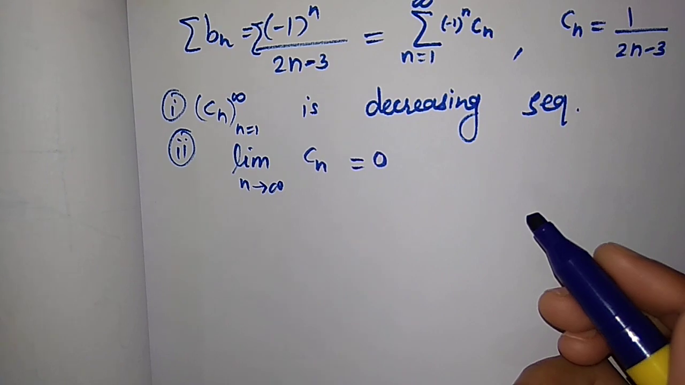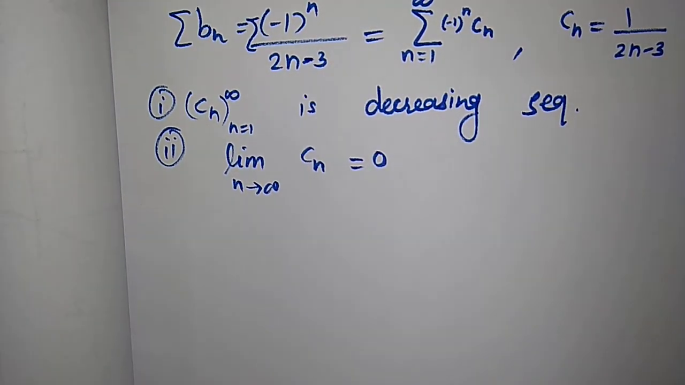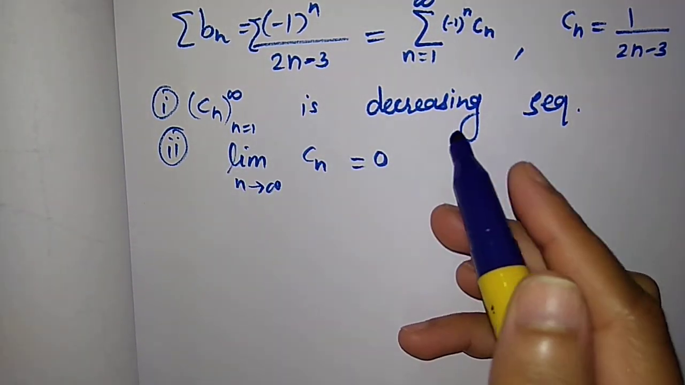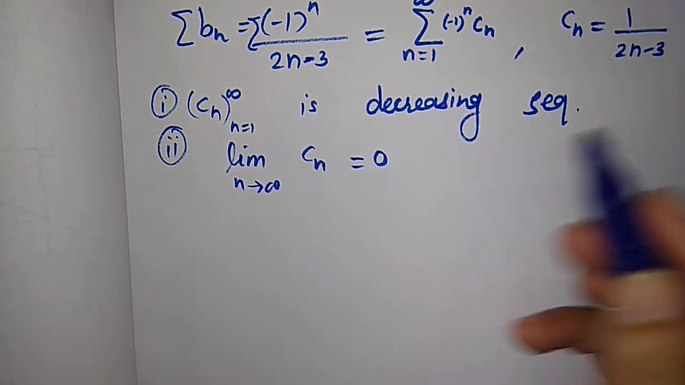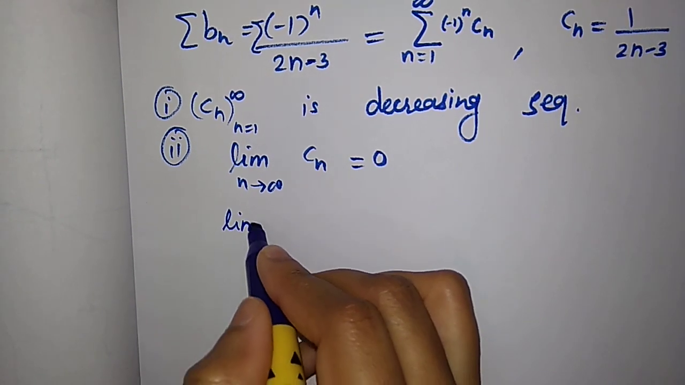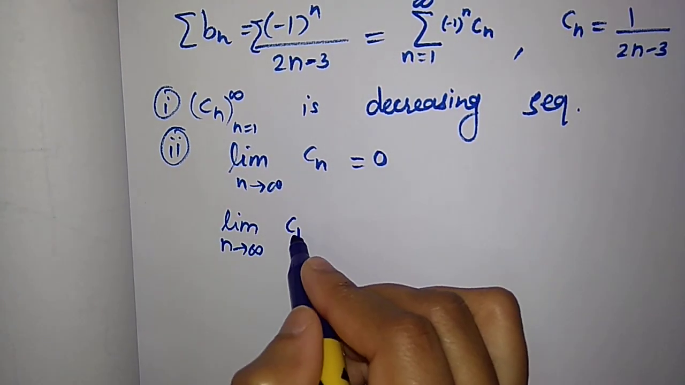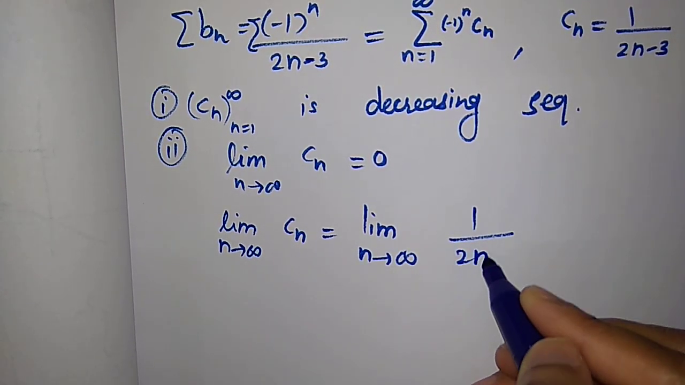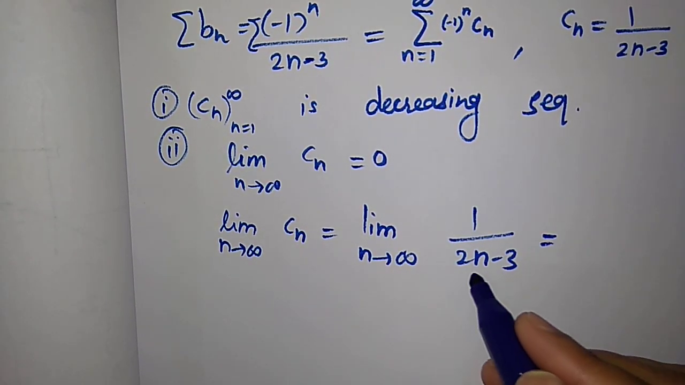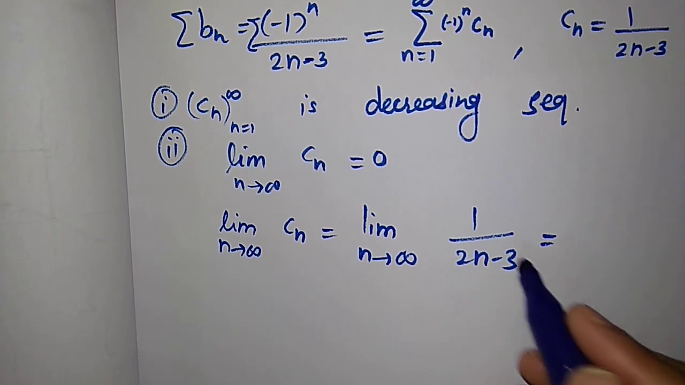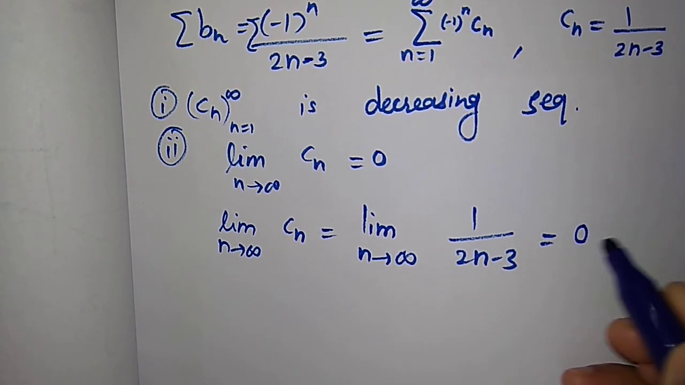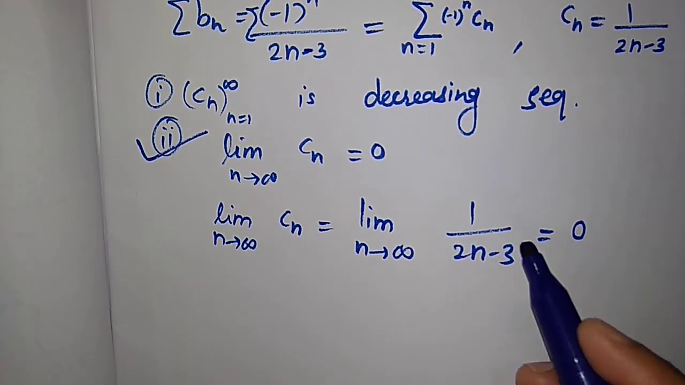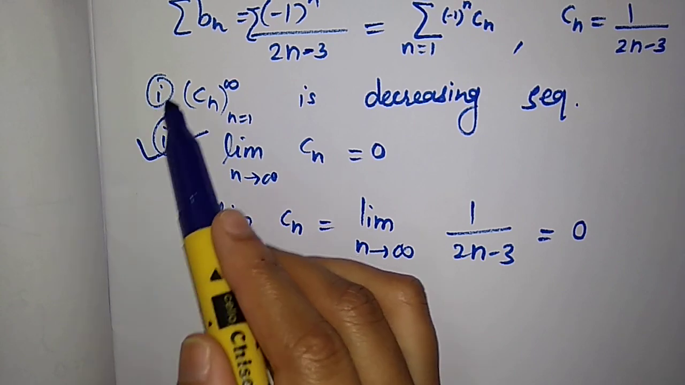Then by Leibniz test, we say that this series Bn is convergent. So let us see whether this limit of Cn is equal to 0 or not. Clearly, the limit as n tends to infinity of Cn is equal to the limit as n tends to infinity of 1 by 2n minus 3. Now as n tends to infinity, 2n minus 3 tends to infinity. So 1 upon infinity tends to 0. So this is equal to 0, and this condition is satisfied by Cn. Now let us see whether the other condition is satisfied or not.